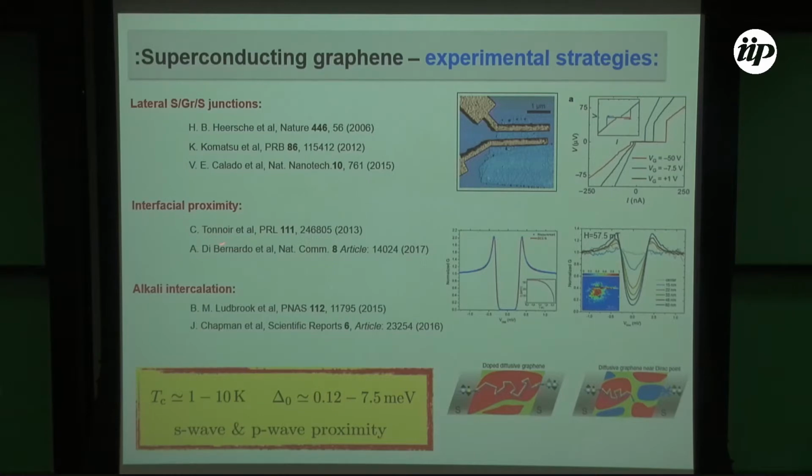Or you can put the graphene on top of something superconducting, which was shown in those papers, or all these intercalations. Basically, some take-home numbers is that the superconducting temperature is something from 0.1 to roughly 5 Kelvin. I think this is not updated numbers. The superconducting gap is ranging in this energy range, and both S-wave and P-wave superconductivity was demonstrated in graphene.